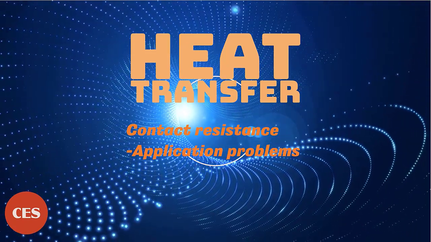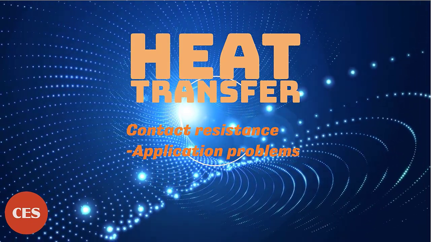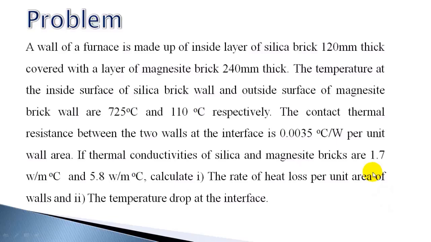In this class, we will work out one or two numerical examples involving steady state heat conduction through a composite layer with contact resistance involved. Now let us work out an example problem using this contact resistance.